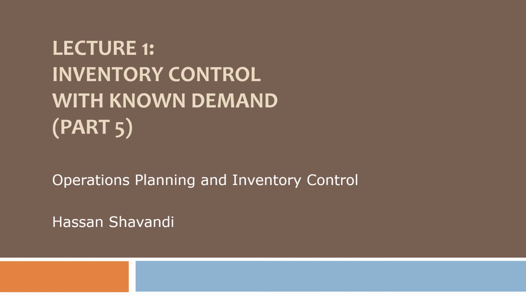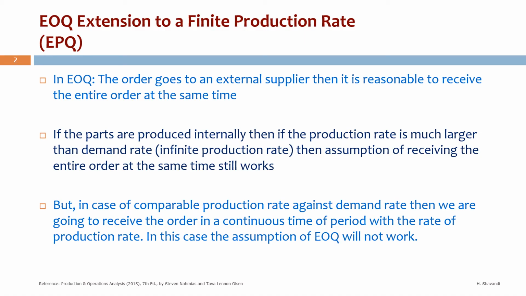Lecture 1, Inventory Control with Known Demand, Chapter 4 of the textbook, Part 5. EOQ extension to a finite production rate, EPQ, or economic production quantity.